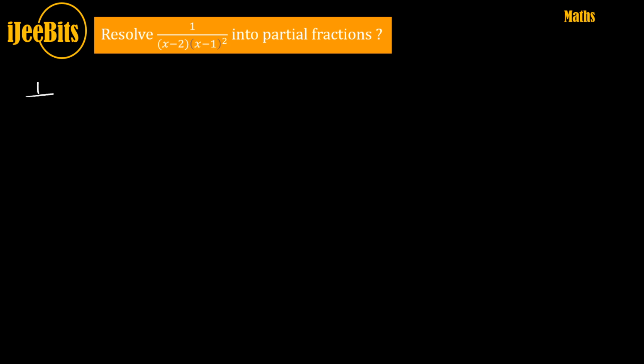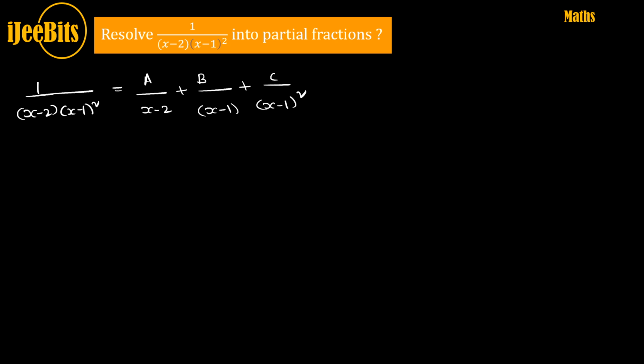1 by x minus 2 and x minus 1 whole square. So a by x minus 2 for this one, plus b by x minus 1, because this is x minus 1 whole square. So first you have power 1, right, plus c by x minus 1 whole square.